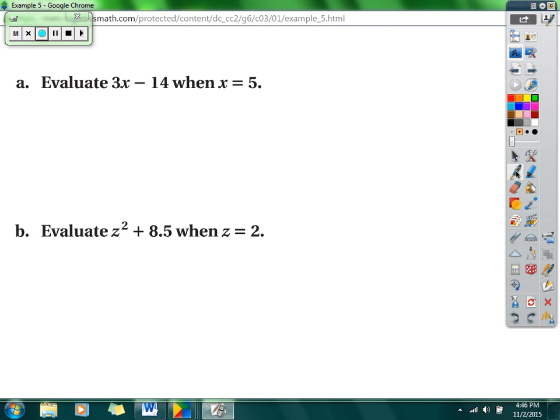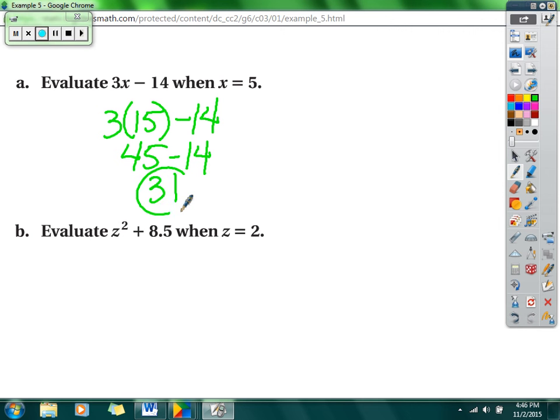So I want you to think 3 times 15, I'm substituting, minus 14. Don't forget your order of operations. Multiplication comes before subtraction. So I need to do 3 times 15, which is 45 minus 14. And 45 minus 14 is going to be 31.